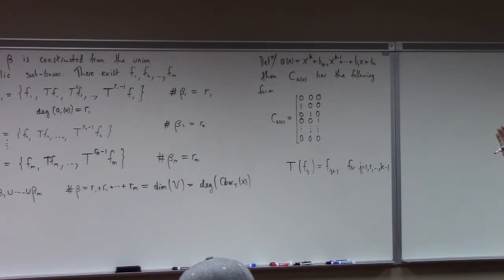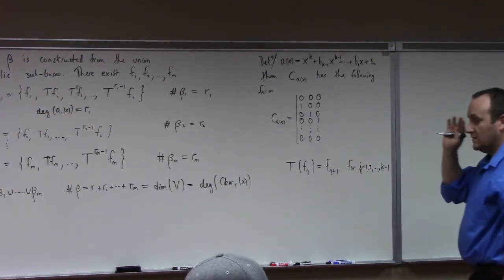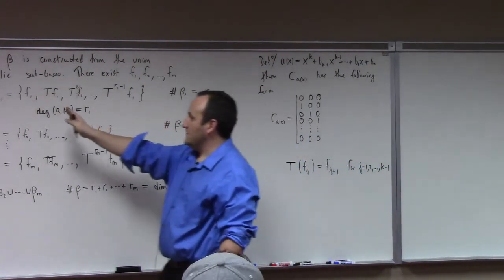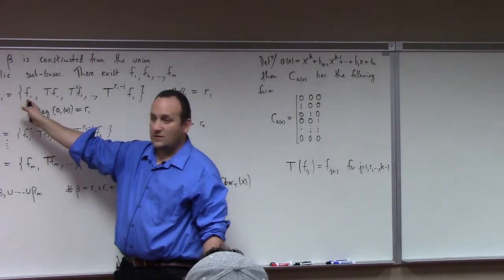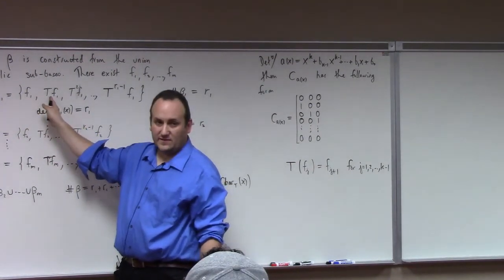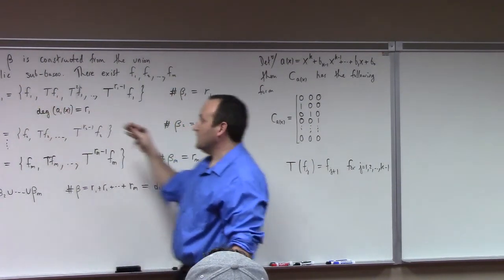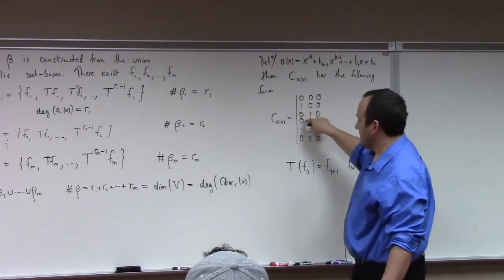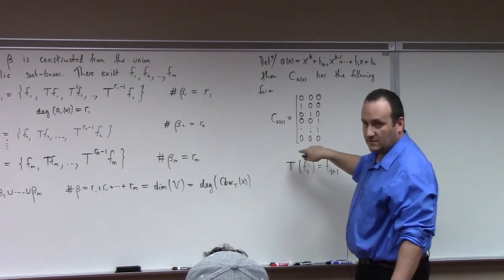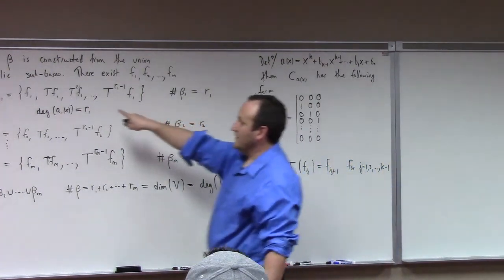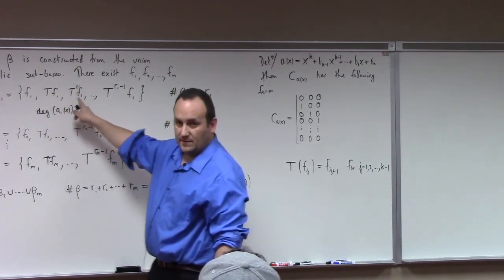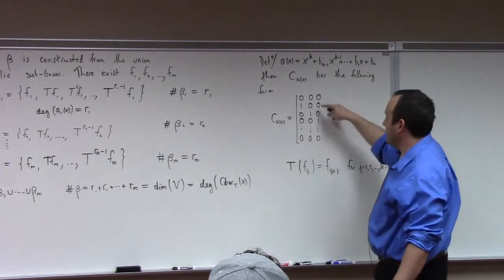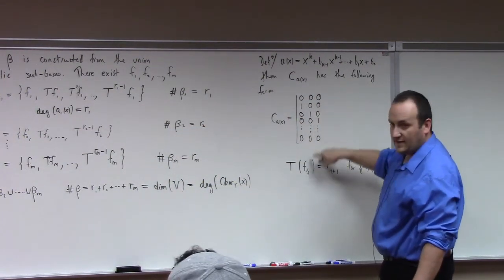If you look at the basis, think about calculating the matrix with respect to such a basis. To see what happens to F1, we look at T of F1. T of F1 is equal to the second thing in the basis. That's why we would have 0, 1, 0, 0, 0 for the first column. If we look at the second thing in the basis and we take T of that, we get the third thing in the basis. That's why we want a companion matrix that has this 0, 0, 1 in the second.